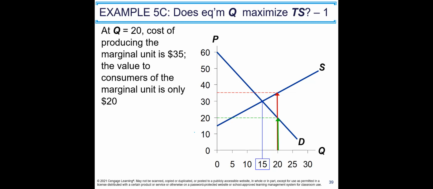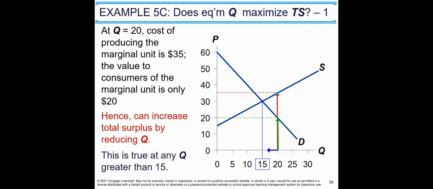At quantity 20, the cost of producing the marginal unit is $35. You can see that right here, $35. And the value to consumers of the marginal unit is 20. So there's some kind of negative value here. Hence, we can increase total surplus. You can increase total surplus going in this direction, because you get a lower and lower negative value if you move in that direction. This is true at any quantity greater than 15.